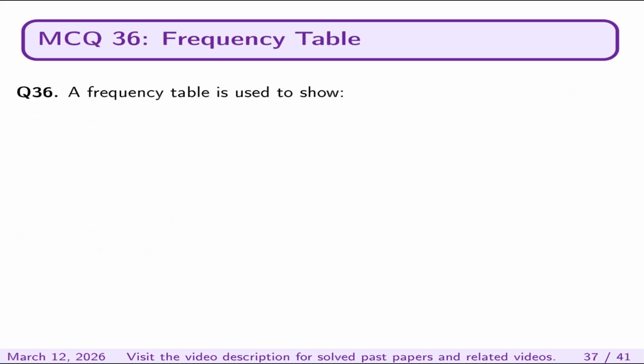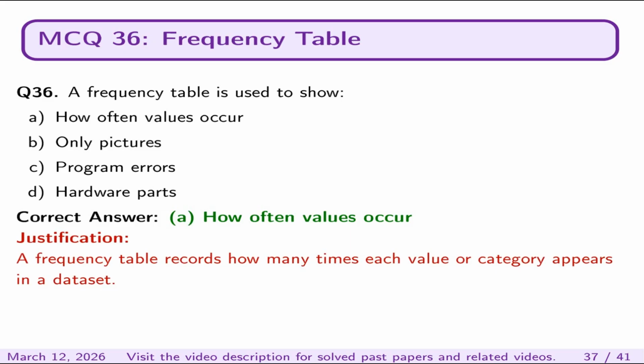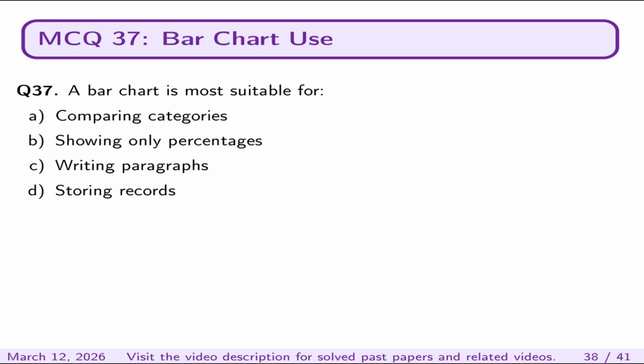Question number 36. A frequency table is used to show how often values occur, only pictures, program errors, hardware parts. The answer is how often values occur, because a frequency table records how many times each value or category appears in a data set.